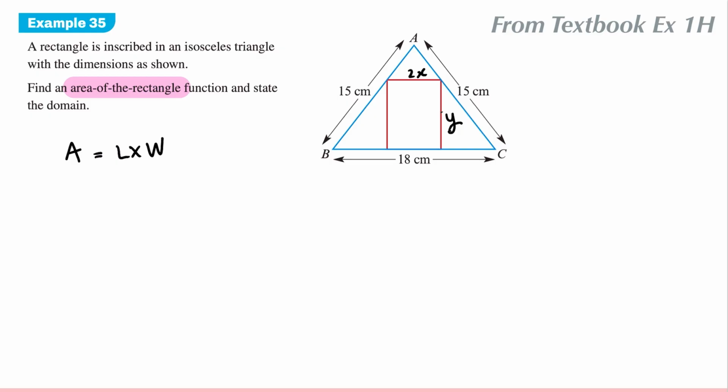Or you can get to a point where if you did get fractions, then you can go back and change it. So I don't want to deal with fractions. That's why I'm going to call it 2x instead of 1x. So the area of this rectangle is 2xy.